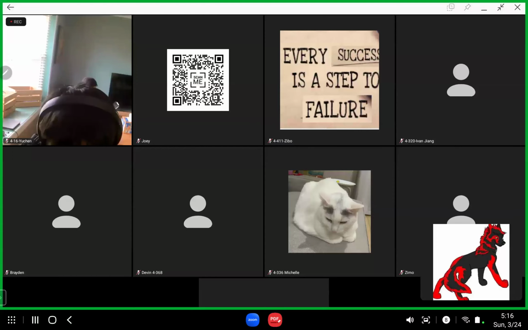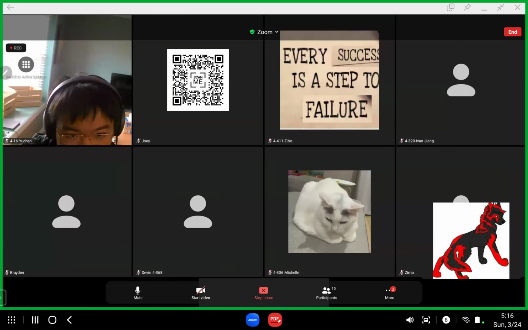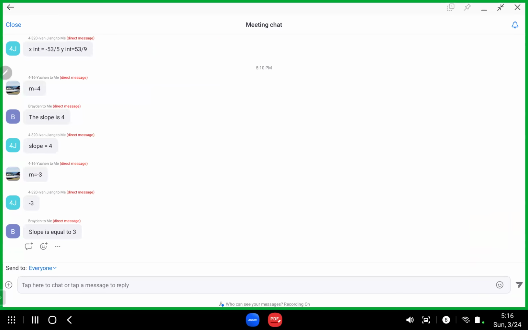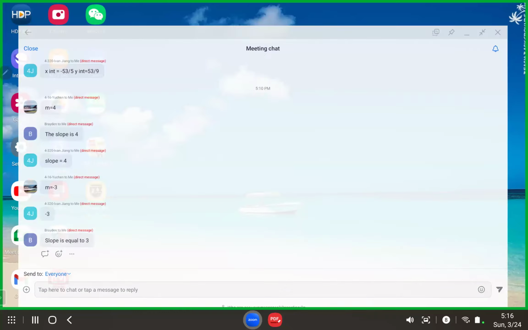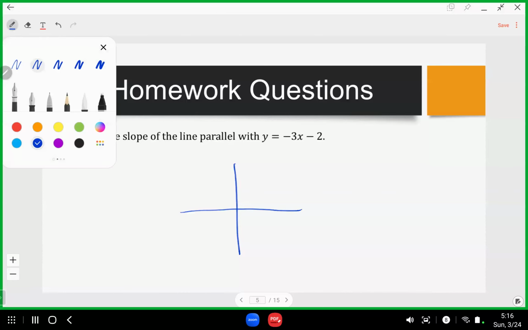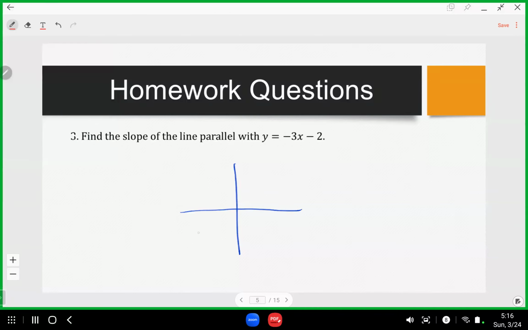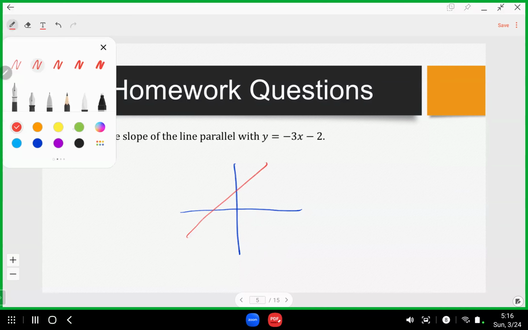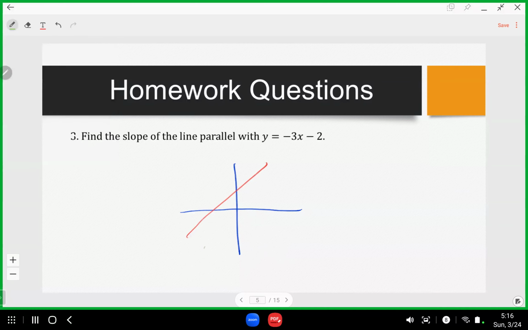Okay, let's check these answers. So when you find something parallel, you have to just use the same exact slope. That's it. Because if you want two parallel lines, you see you have two parallel lines. This red line is parallel to the green line. Okay? They will never touch each other.